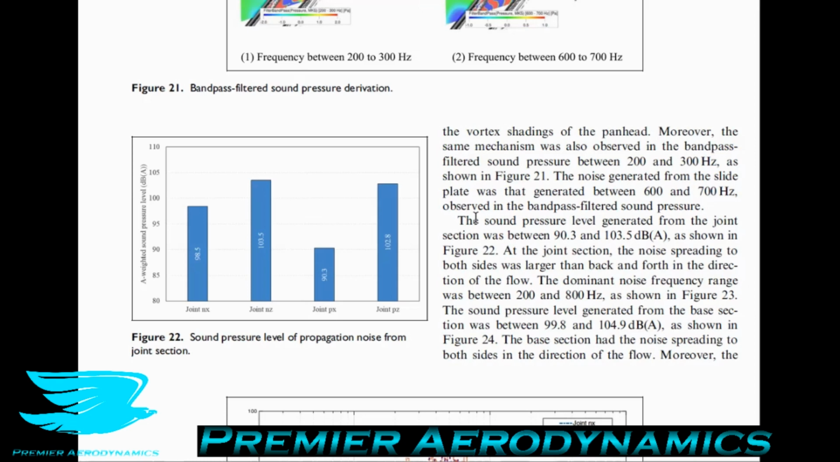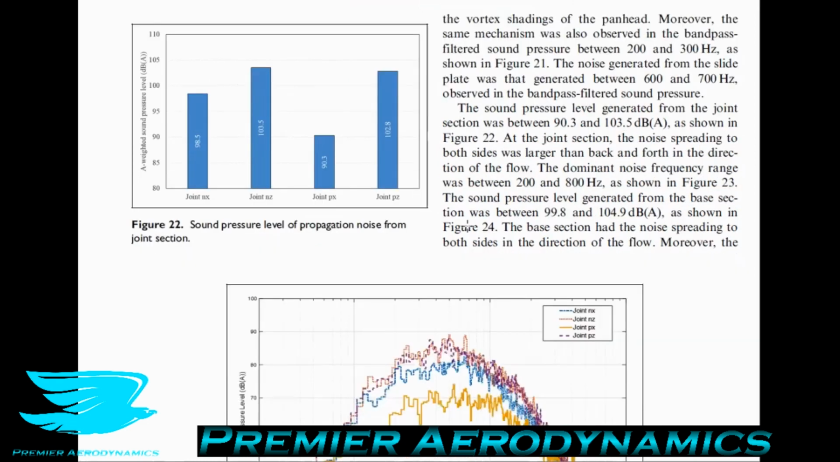so a 13 decibel difference, which is huge. And if you're standing in front of it, the noise is much greater than if you stand behind it. But if you stand on either side of it, it's about the same. So at the joint section, the noise spreading to both sides was larger than the back and forth direction, though. So even though the front direction, for some reason, emitted a lot more noise than the back, those two noise sources were less than either side. So standing to the side of the train is much noisier for you.